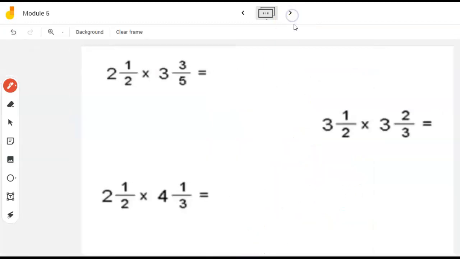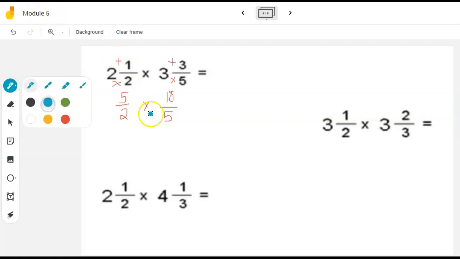Let's go ahead and look at the bottom, all right? I would like you to pause the video and try and do this first one. All right, if you're a little stuck, we're going to have to make them improper. So times and add. 2 times 2 is 4, plus 1 is 5. 5 over 2. Okay? 3 times 5 is 15, plus 3 is 18. Keep the same denominator.